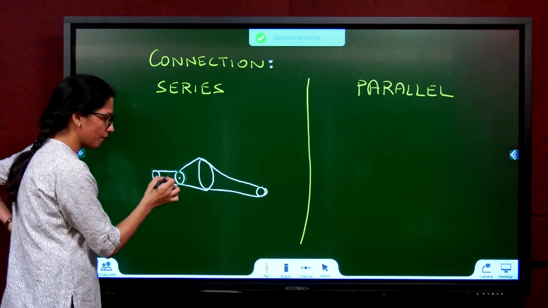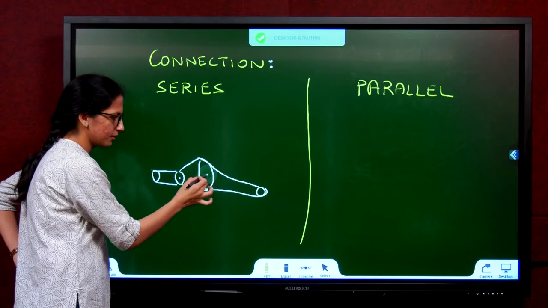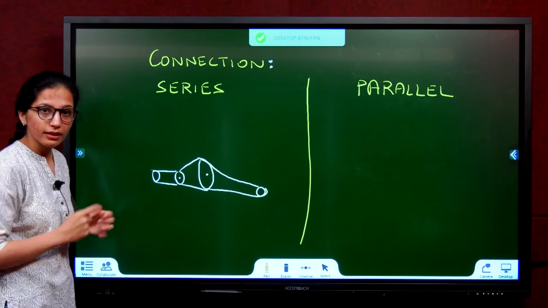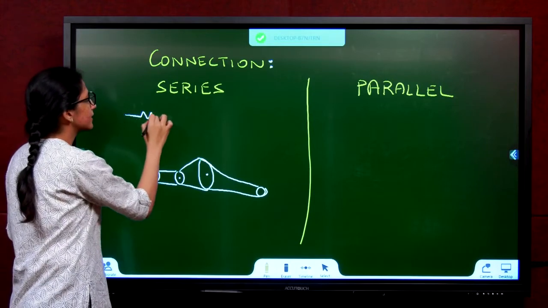This point is common for this pipe as well as this pipe. So if they have one point in common, end to end, then it is called series combination.